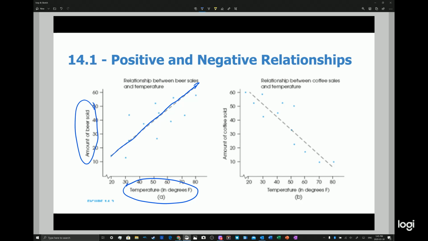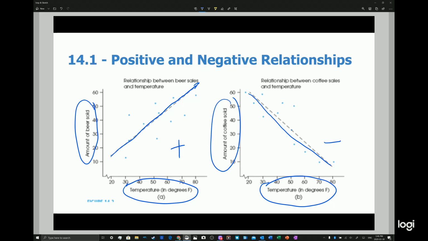The next picture on the right shows you a relationship between the same temperature that we looked at over here, with coffee sales. We assume it's a hot drink, not iced coffee. If it's hot coffee, as temperature goes up and the weather's hotter, you're probably not going to want something hot. So as temperature goes up, hot coffee sales go down. The first one is a positive correlation. The other one on the right is a negative correlation.